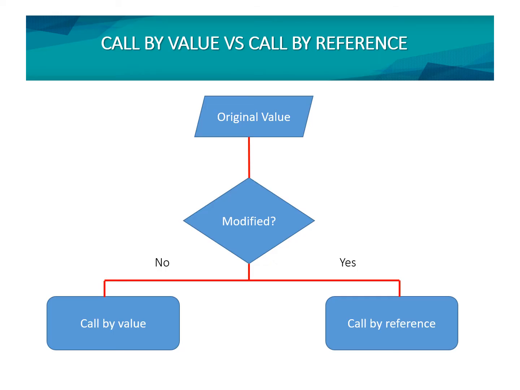Another important term in this topic is call by reference and also call by value. So from this diagram, whether the original value is modified or not modified is reflected in whether it is called by value or called by reference. So if the original value is modified, we need to use call by reference instead of call by value. Later we're going to see how we can use call by value or call by reference in the module.